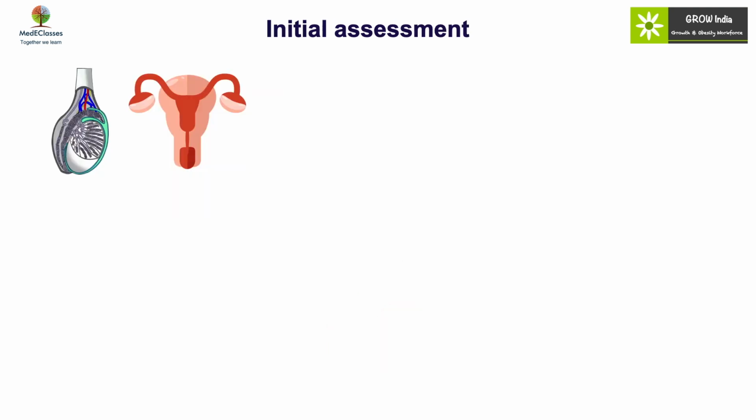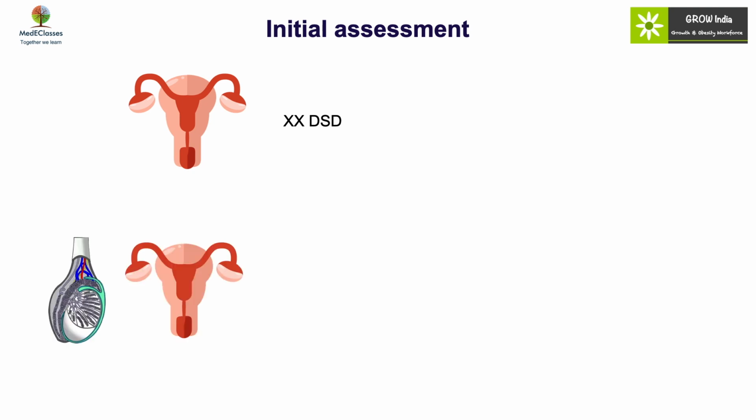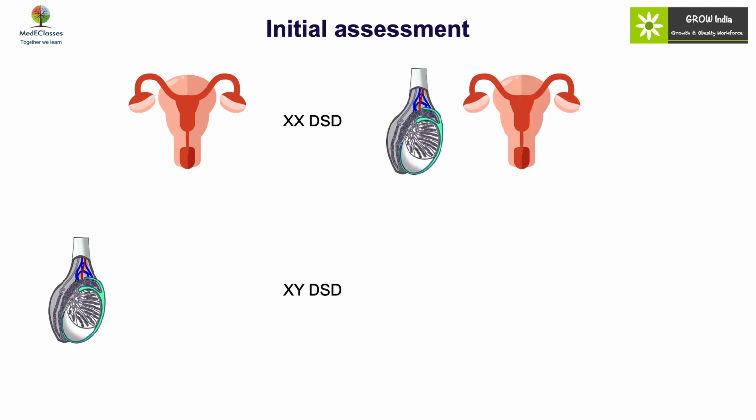The most important things to look at in a child with suspected DSD are whether the gonads and the Mullerian structures are there or not. If there are only Mullerian structures, no gonad, this is basically an XX DSD. If we have only testis but no Mullerian structure, this is XY DSD. If we have both testis and Mullerian structure, it means that either the AMH is not working, or it's an ovotesticular DSD.